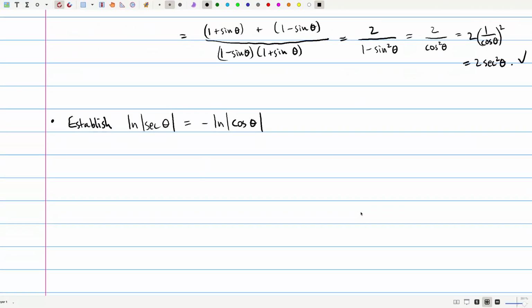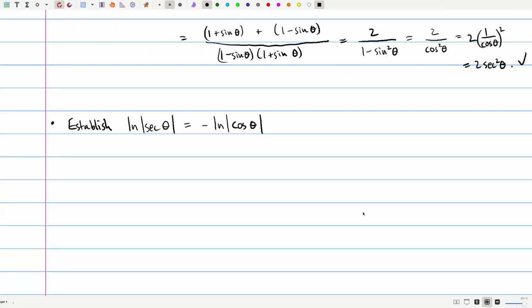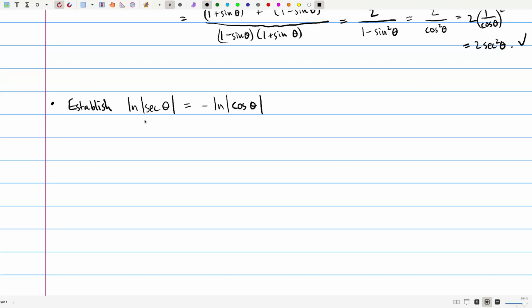For this final identity, we're just going to use it to remind ourselves about some logarithm rules. So this is the natural logarithm of the absolute value of secant of theta is equal to negative natural logarithm of cosine of theta. So for this one, I'm going to use my rule that it can be good to switch over to just going to sine and cosine.